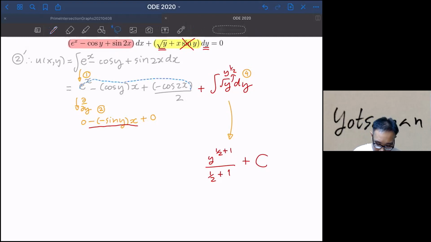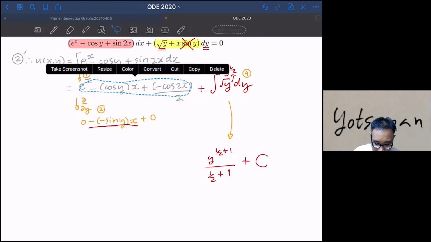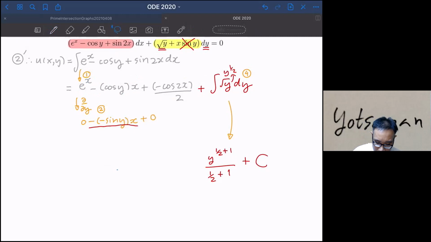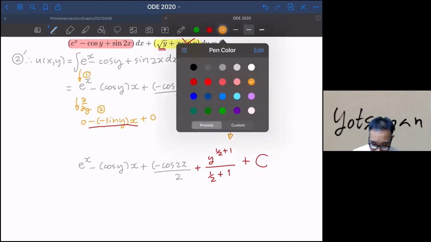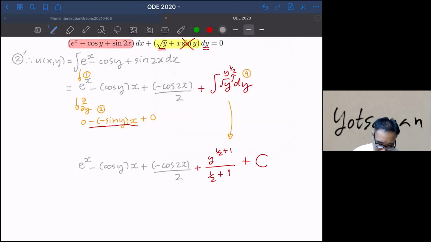So the rest of the terms, you basically copy them down. So this one will be this term, and you're going to add them together to obtain the final answer for uxy. Okay, so that is going to be your function uxy. And the question turned out to be you have uxy equal to 0 for the general solution.